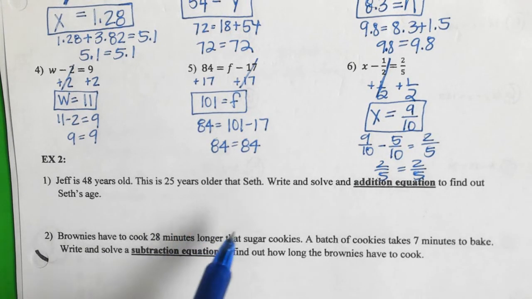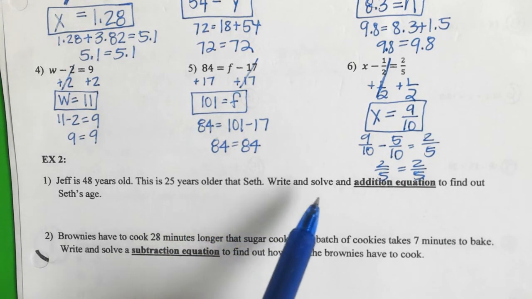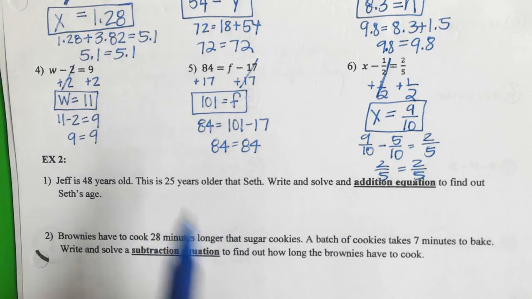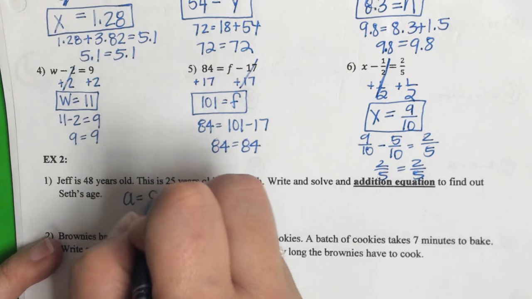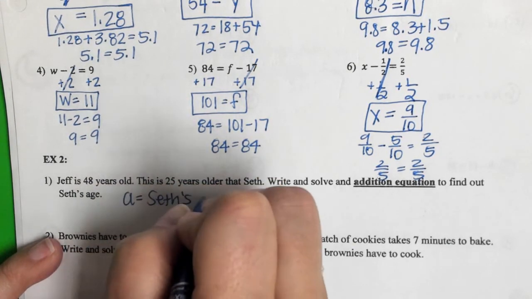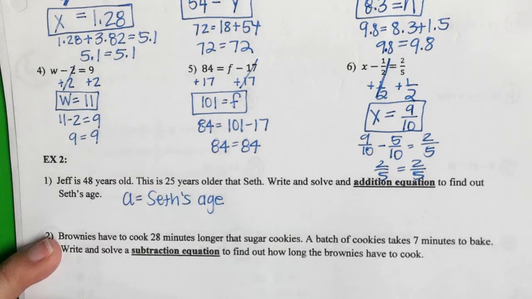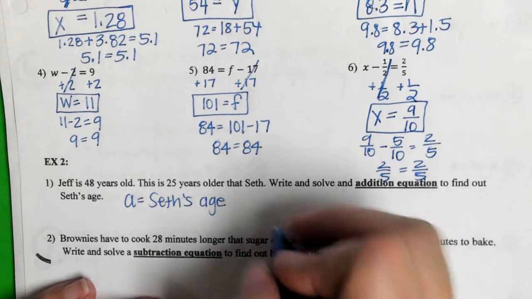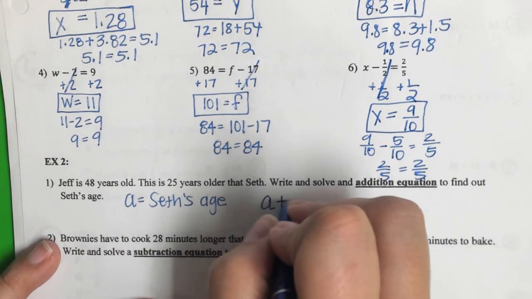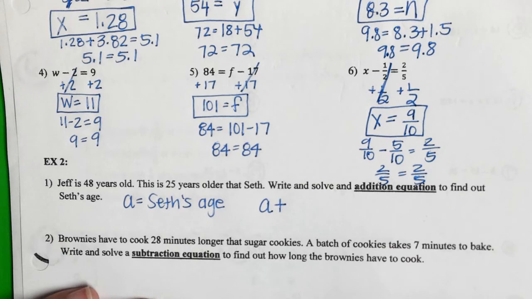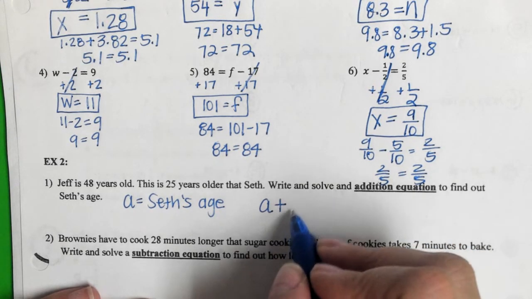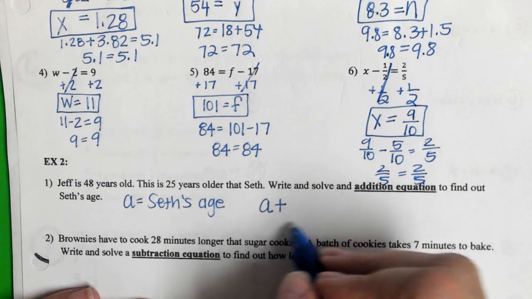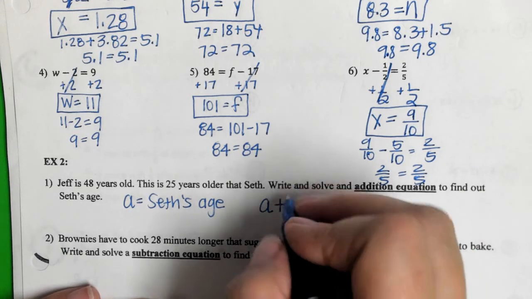Jeff is 48 years old. This is 5 years older than Seth. Write and solve an addition equation to find out Seth's age. What do we not know? Okay, so I'm going to say A is equal to Seth's age. All right, and we're doing an addition equation, so Seth's age plus what? Minus 48? Guys, we're doing an addition equation, plus 25.